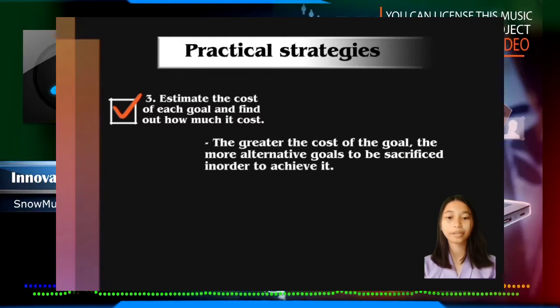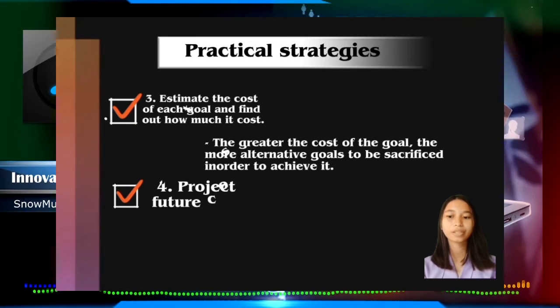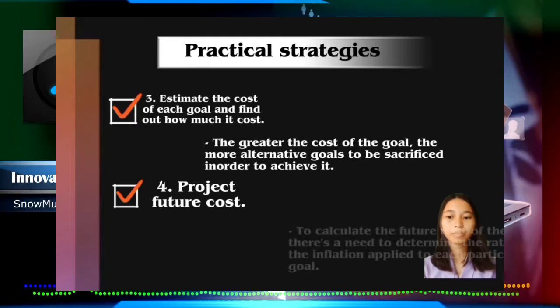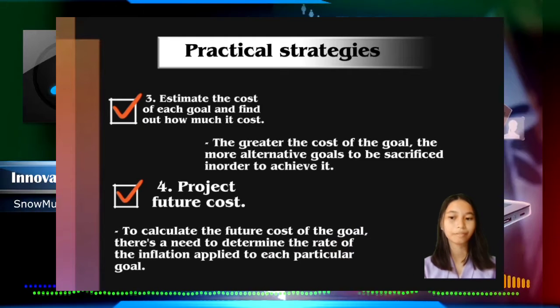Before assigning priority to goals, it is important to determine the cost of each goal. The greater the cost of the goal, the more alternative goals must be sacrificed in order to achieve it. Fourth is project future cost. For short-term goals, inflation is not a big factor, but for medium and long-term goals, it is a big factor.